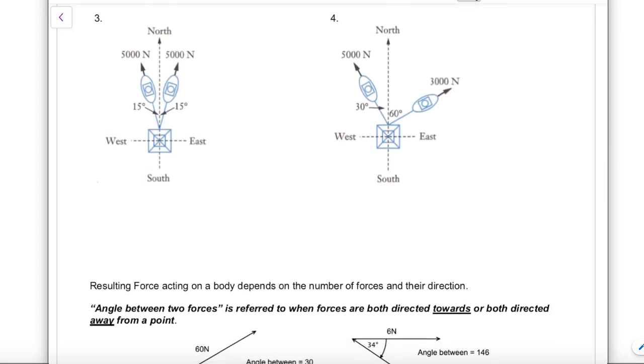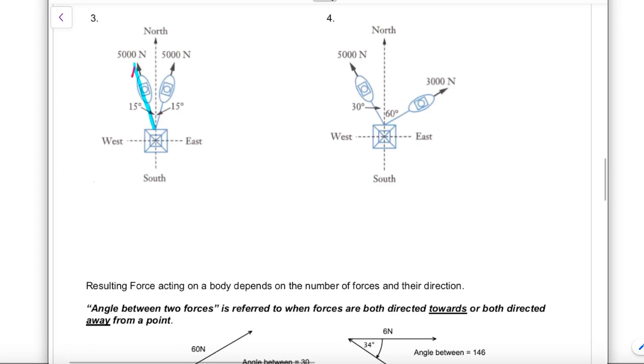In our third example, we have 2 tugboats acting on this platform, but they're not pulling them directly north. They're both exerting 5,000 newtons, so they're both equal, but they're going out on 15 degrees either side of north. So in this case, we're going to treat each one of these as a separate vector. So our first vector, which I've highlighted in blue, has a direction of 345 degrees. So what I'm going to do is redraw that and place that as the first vector.